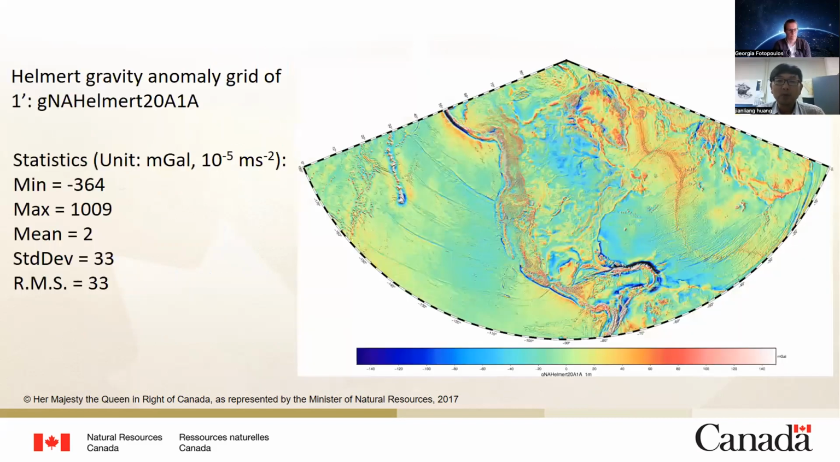The map on the right side shows the Helmert gravity anomaly grid of one arcminute built from these common data sets without including airborne gravity data. This Helmert gravity grid is used for geoid modeling in the Canadian Geodetic Survey.